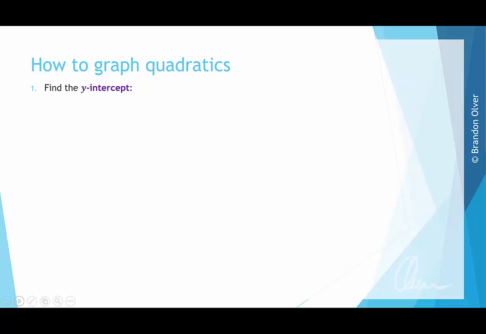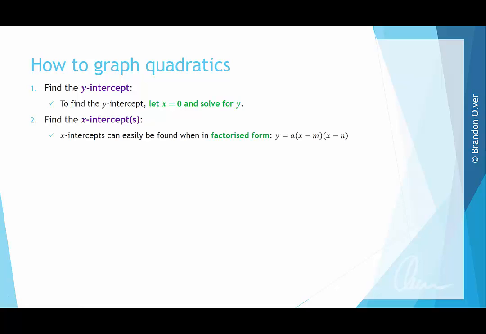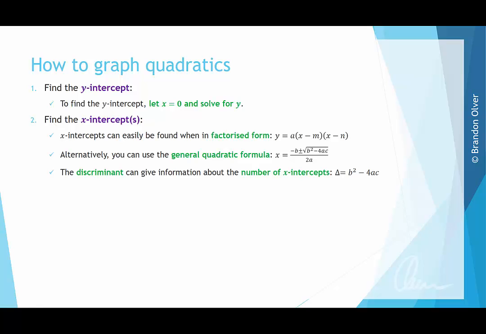So the first thing you want to do is find the y-intercept. To find the y-intercept, we let x equal 0 and solve for y. To find the x-intercepts, we let y equal 0 and solve for x. This is most easily done when it's already in factorized form. Alternatively, you can use the general quadratic formula to find x-intercepts, and the discriminant can be used to give information about the number of x-intercepts. And here we remember that the discriminant, delta, is equal to b squared minus 4ac, where the values of a, b, and c come from the coefficients of x squared, x, and the constant term in the general equation.